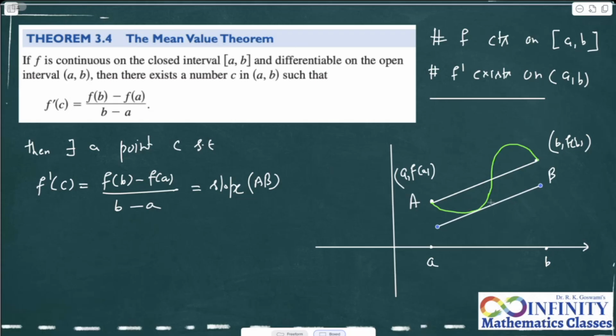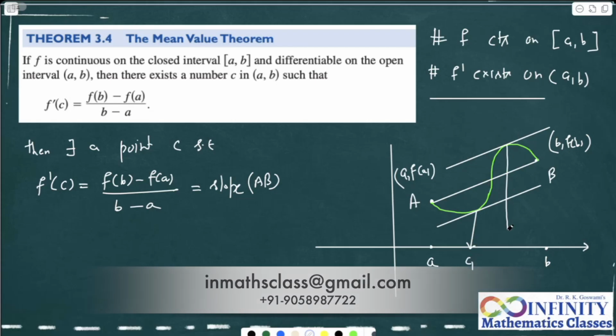try to find the point where the tangents are going to be parallel to the line AB. So this point corresponding to this point C1, you have a tangent line which is parallel to AB, and corresponding to this point C2.